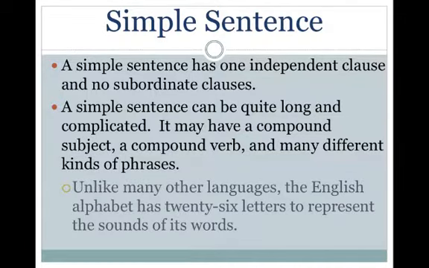For example, this is a simple sentence. Unlike many other languages, the English alphabet has 26 letters to represent the sounds of its words. It only has one subject and one verb. Alphabet is the subject, has is the verb.